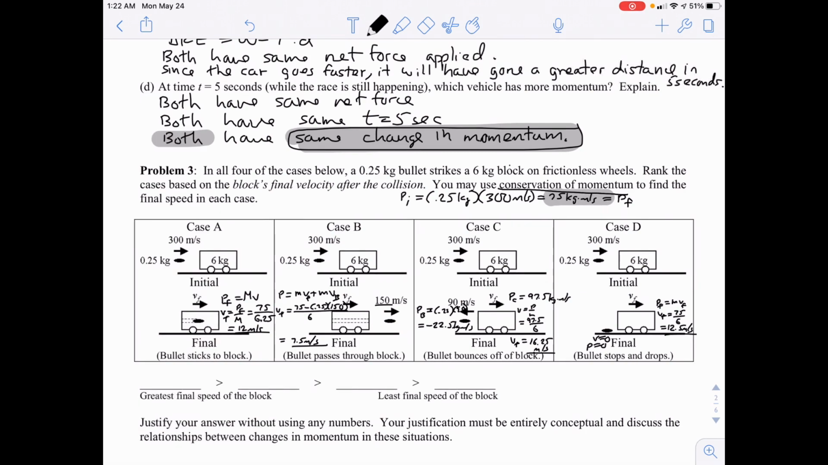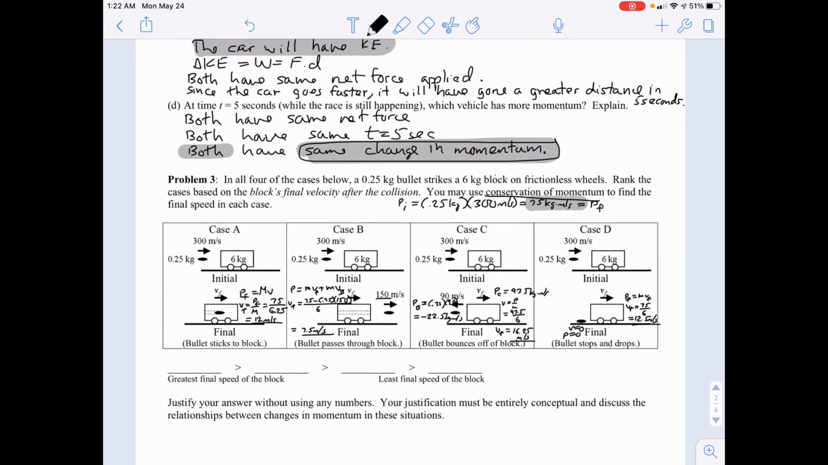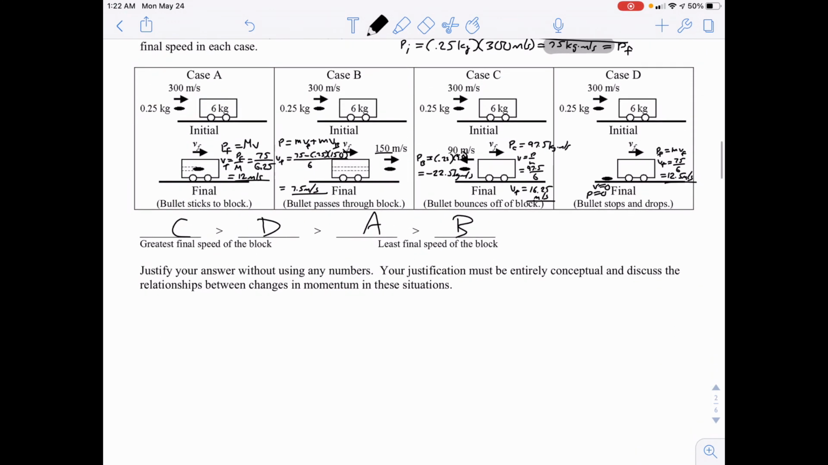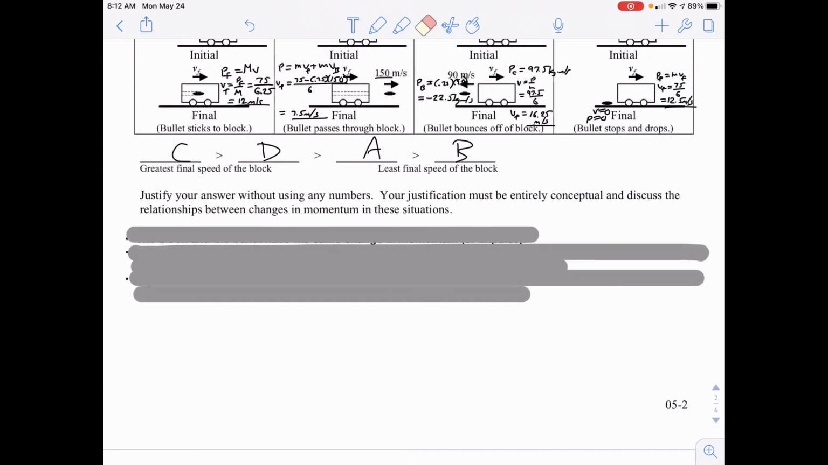Okay, let's rank. The highest one would be C, which is greater than 12.5, which is D, which is greater than 12, which is A, which is greater than 7.5, which is B. Okay, let's justify this ranking.